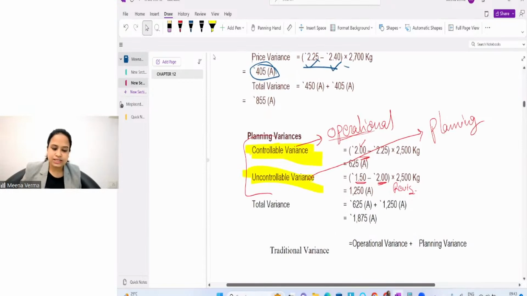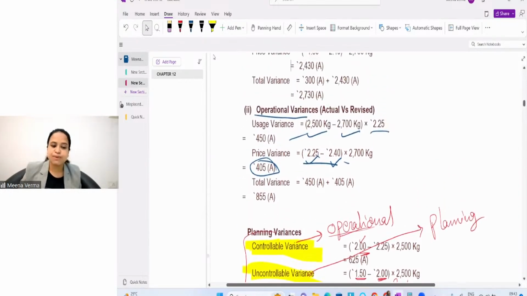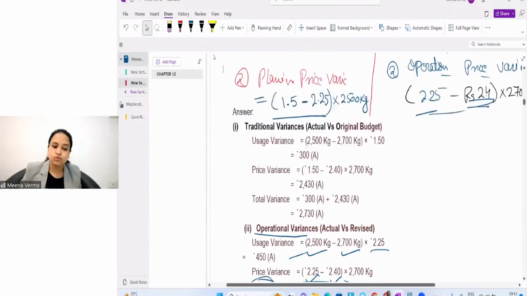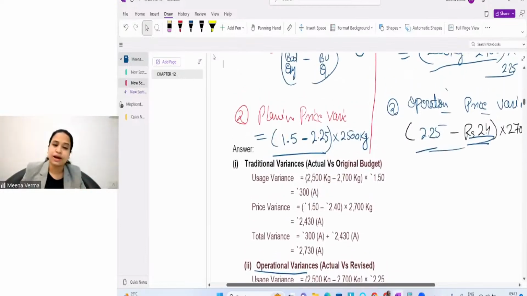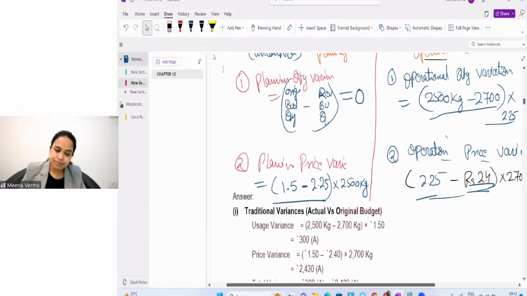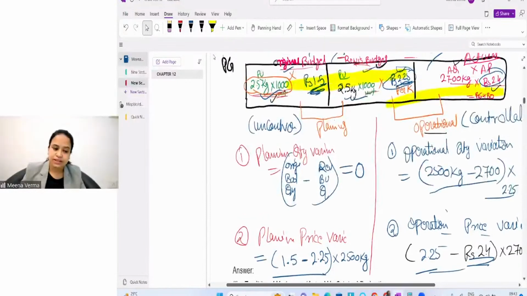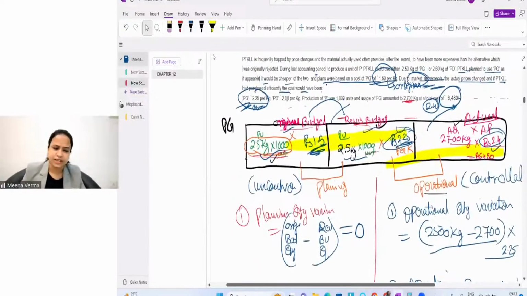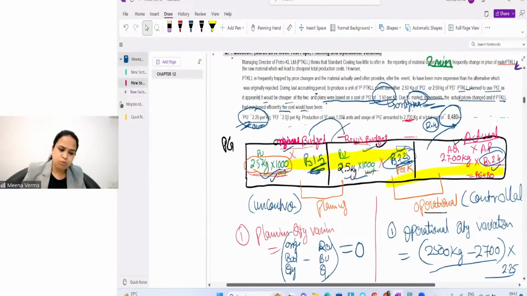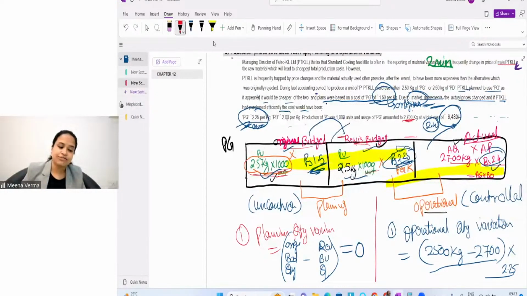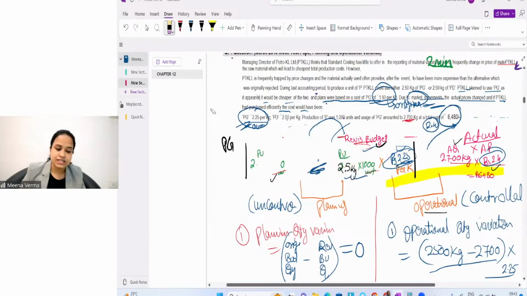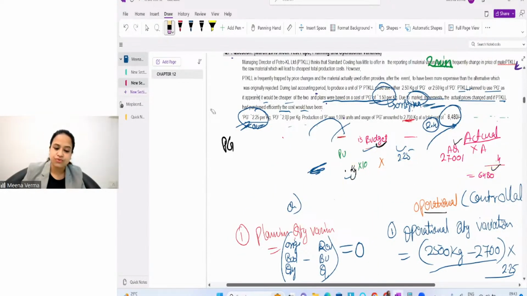Now the point is that this change in price of the material can be controlled, because they have the option to buy 2 materials. Same kind of 2 types of raw material, matlab similar type of material is available in the market. So the point is that abhi dekho, ye controllable and uncontrollable variation kiske liye find kar raha hai? They are finding this controllable and uncontrollable variation from the point of view of planning variation.